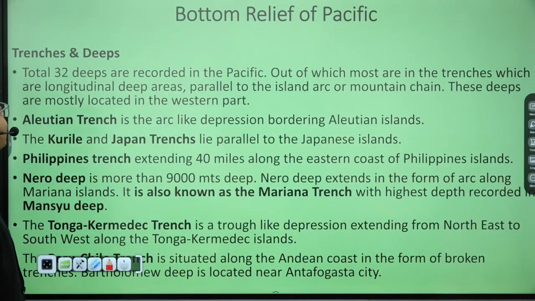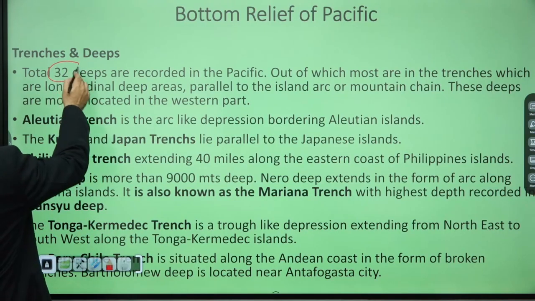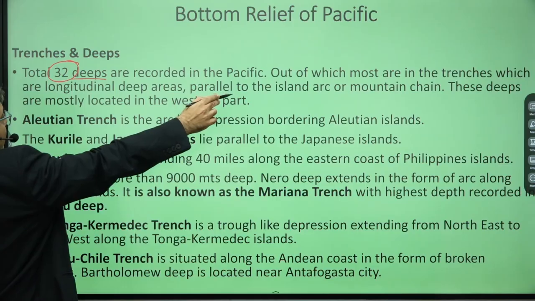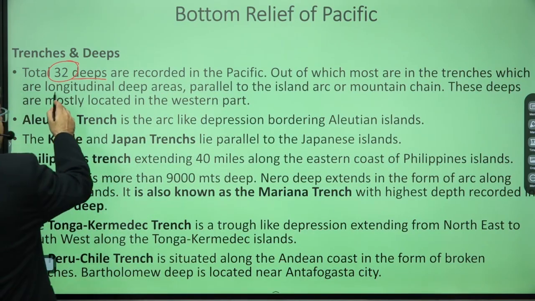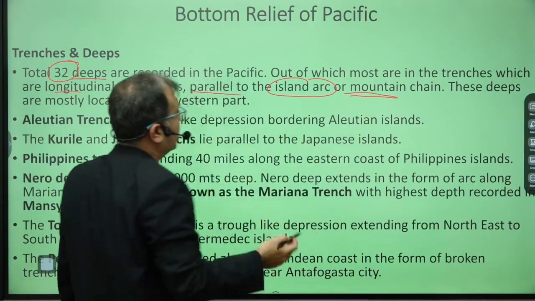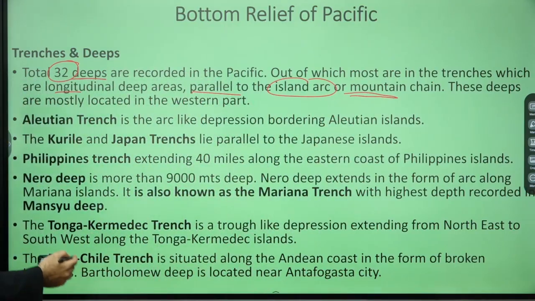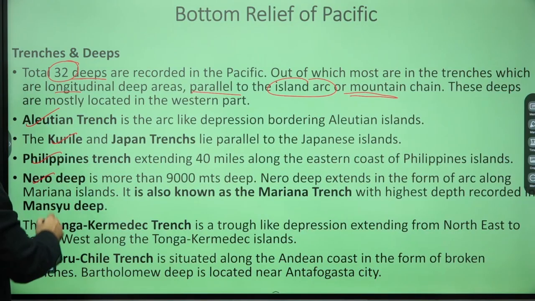Third one is the trenches. So this is known for its trenches and deeps. 32 deeps are recorded in Pacific, out of which most of these trenches are longitudinal deep areas. They are parallel to island arcs or mountain chain. We have already looked at that. This thing has been there. Aleutian, Kuril, Philippines, Narrow Deep.